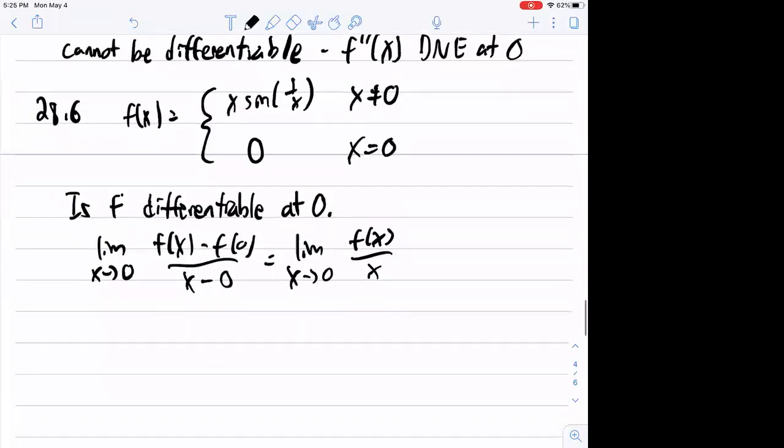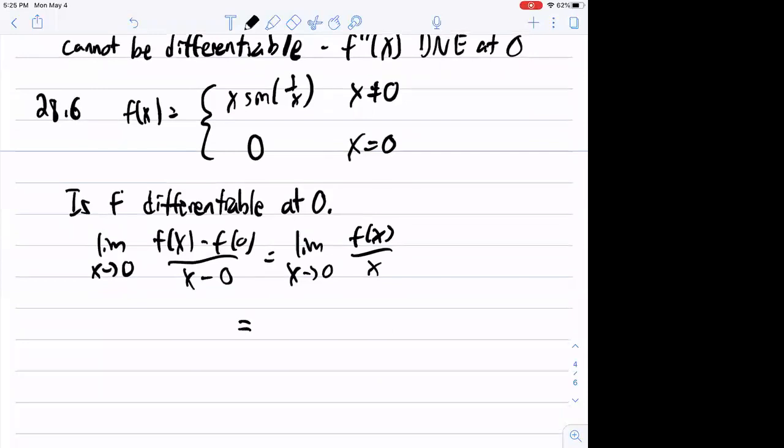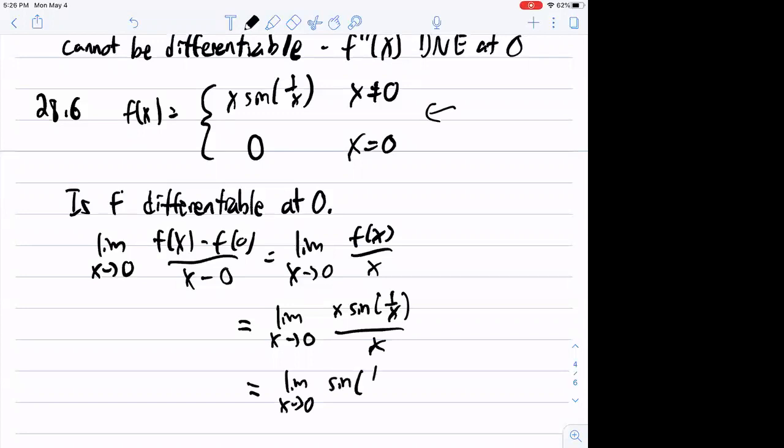Now, what is this? x is going to 0, but I'm not 0. I mean, for the limit, we don't care about the actual point; we care about the terms going to it. So when x goes to 0, I'm not 0, so I'm x. By the rule above, I'm x sine of 1 over x, and the x's cancel, right? So what do we get? What is this limit?